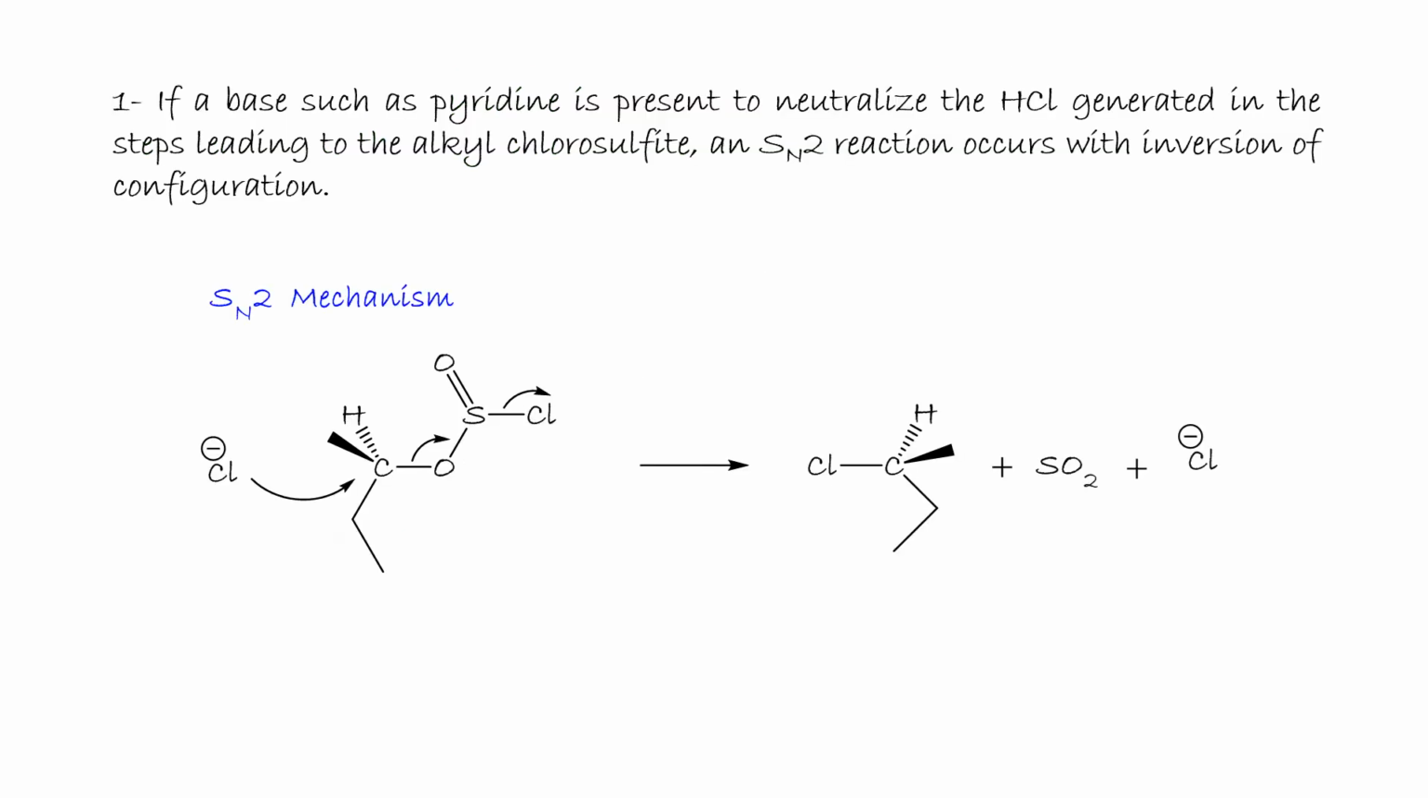The next step in the reaction may occur by either of two mechanisms depending on the reaction conditions. If you use a base such as pyridine in the reaction to neutralize the HCl generated in the steps leading to alkyl chlorosulfite, an SN2 reaction occurs with inversion of configuration, so the Cl minus will attack from the backside of this leaving group, which breaks down to SO2 and Cl minus.